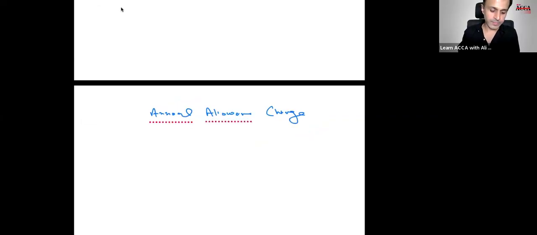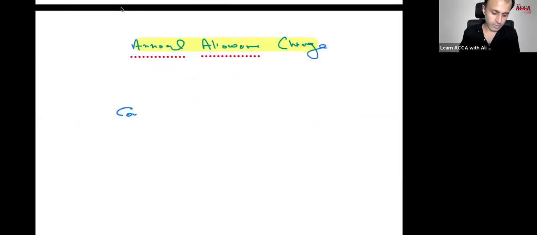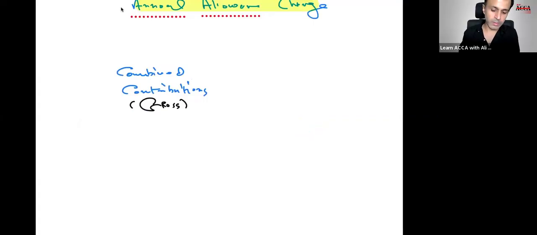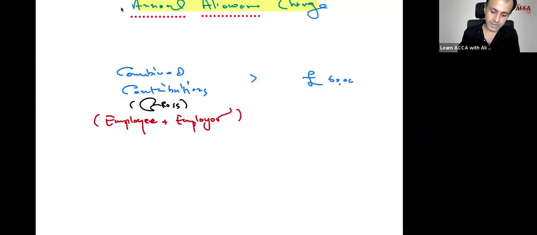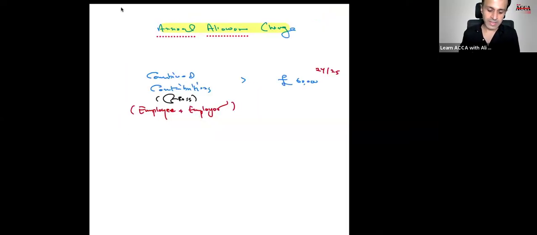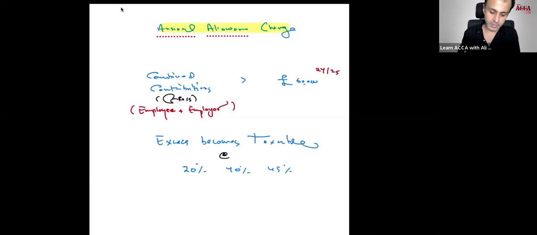The annual allowance charge arises when the combined amount of gross contributions, employee plus employer, exceeds £60,000. For the tax year, this limit is fixed. The excess becomes taxable at the rate of 20%, 40%, or 45%.